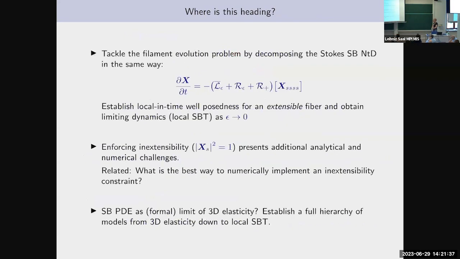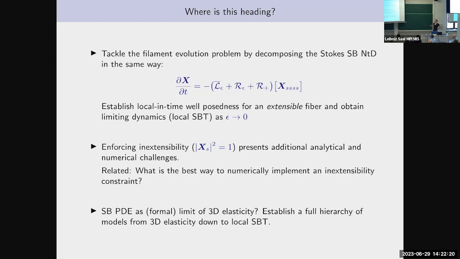Okay, so where is this heading? Of course that's just the start, right? The idea is to hopefully be able to do this same kind of decomposition in the Stokes setting. So now, take the Stokes slender body Neumann to Dirichlet map and decompose it as the straight operator, which we know everything about, plus some remainder terms. And then using that, hopefully show local well-posedness, starting with the case of an extensible fiber, so removing that inextensibility constraint. And ideally, be able to say something about the limiting dynamics as epsilon goes to 0.